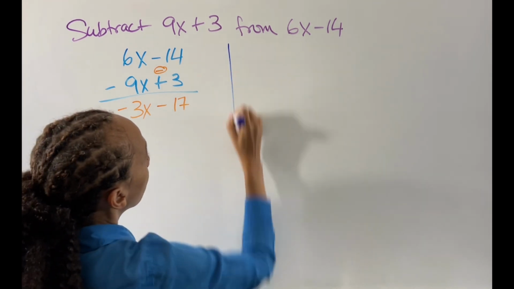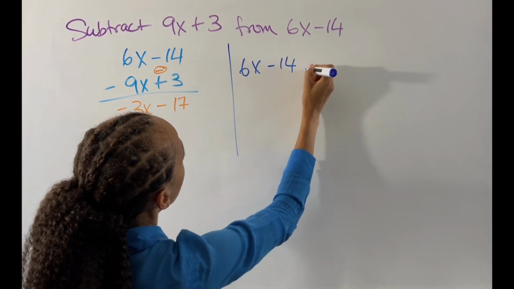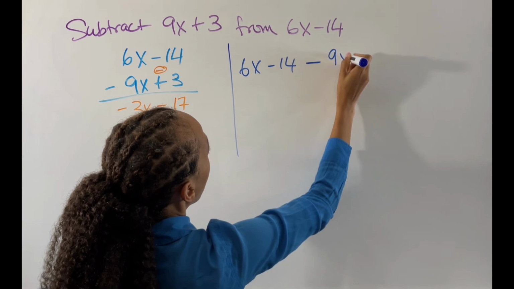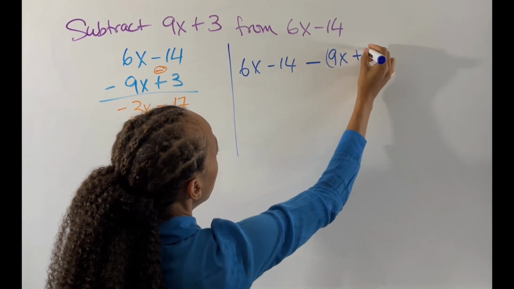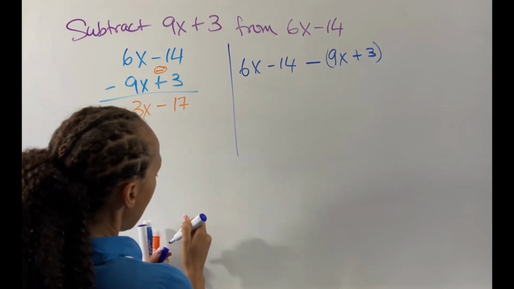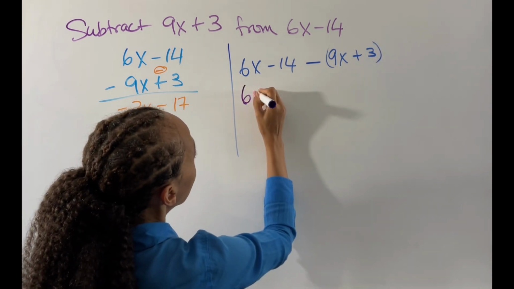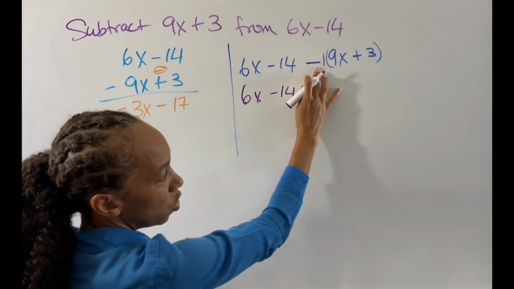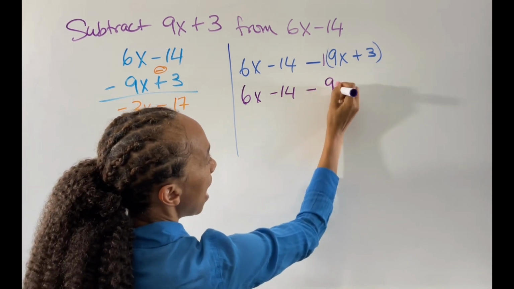And if you choose to do this using the horizontal method, you have to do your 6x minus 14 first and say taking away 9x. But remember now, I will put a parenthesis here when you're doing that. And so you will rewrite it as this: 6x minus 14, use your 1 there, so it's negative 1 minus 9x.